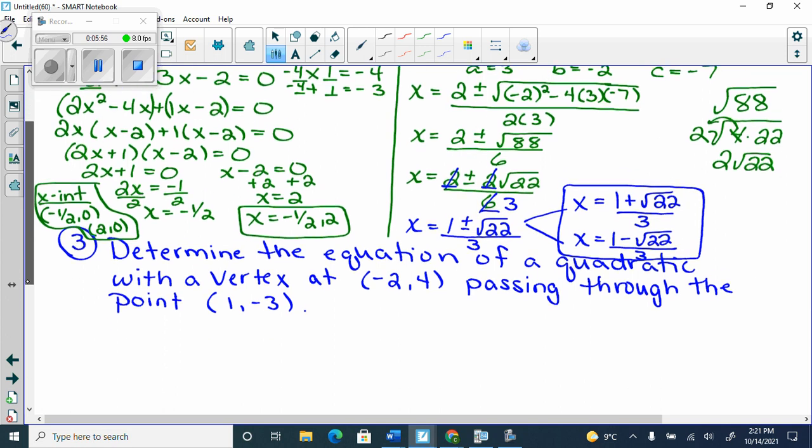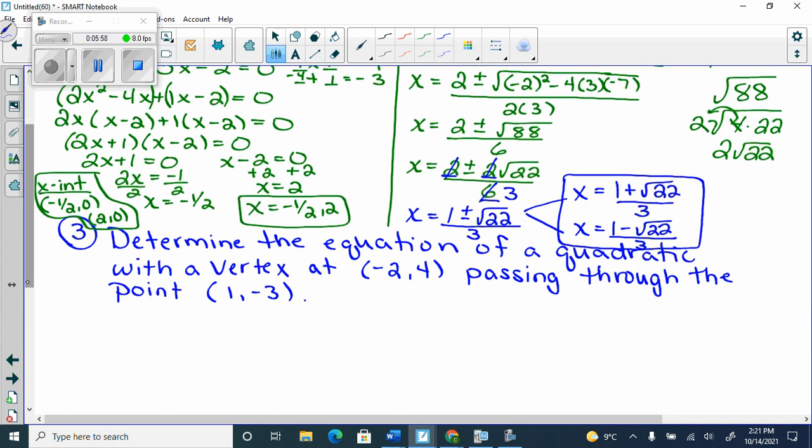Number 3, this is from last unit. It says determine the equation of a quadratic with a vertex negative 2, 4. So I'm going to label that PQ because my vertex is P and Q. Passing through the point 1 and negative 3. Every coordinate is an x and a y. And what form do I always have to fill it in to get a quadratic equation? Vertex form. So it's y equals a times x minus p squared plus q.